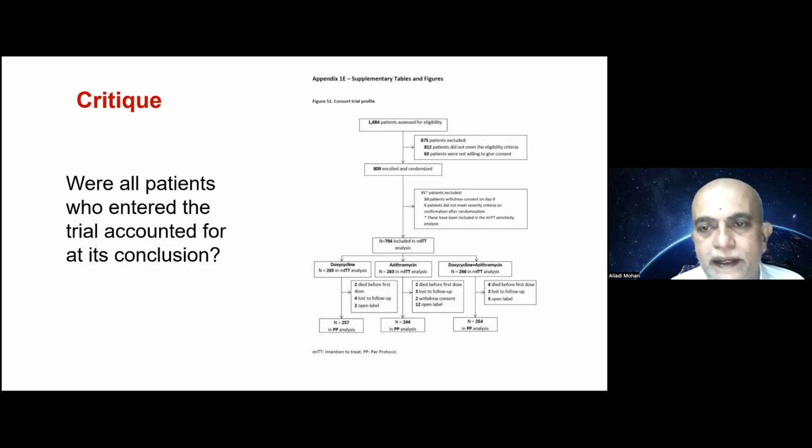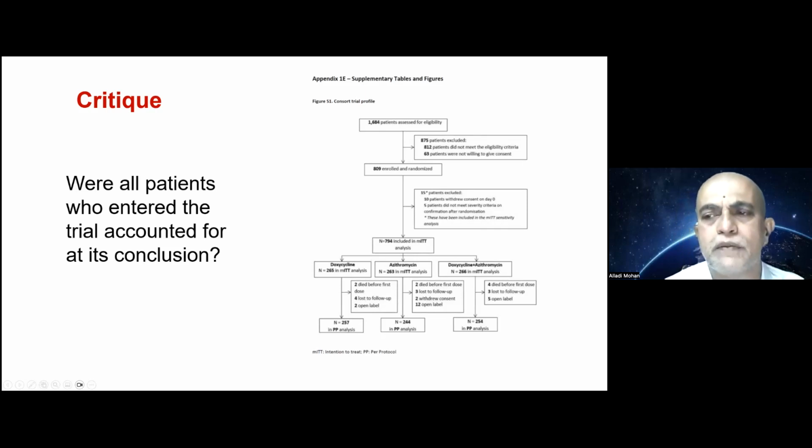So the supplementary table shows this many patients assessed for eligibility. These are excluded. These are the reasons for exclusion. Enrolled and randomized. Following randomization, some patients withdrew consent, etc. Then this number was used in an ITT, and in each group, how many patients were there, what happened to them, and what happened per protocol analysis.